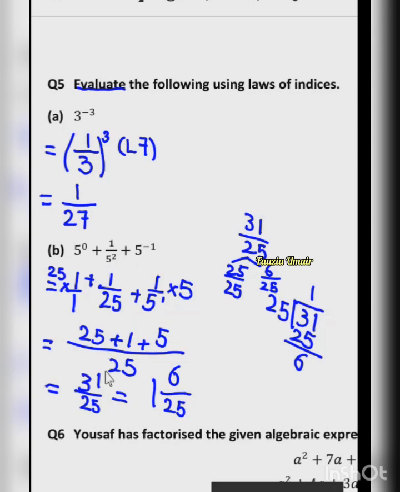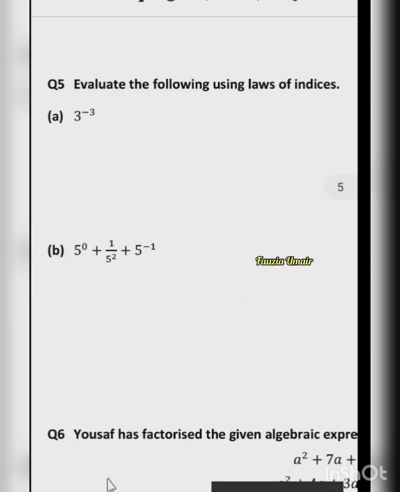For now, if you leave your answer till this point, you will still probably get the marks for the answer because they are both equivalent forms of each other. But when you go for the board exams, in mathematics the proper way of writing an improper fraction is in the mixed form. So this is the proper way of writing 31 by 25. So when you go for a board exam or a Cambridge exam, you must write this improper fraction in the form of a mixed number. All right. So moving on to the next question.